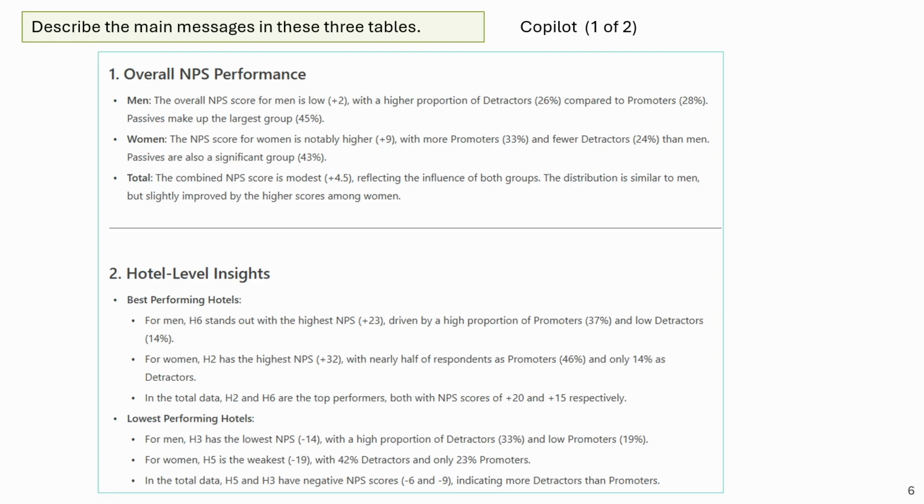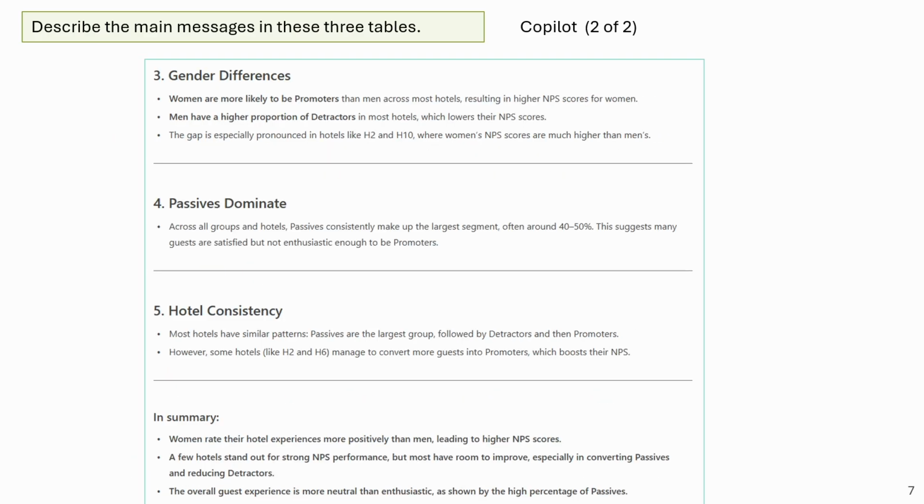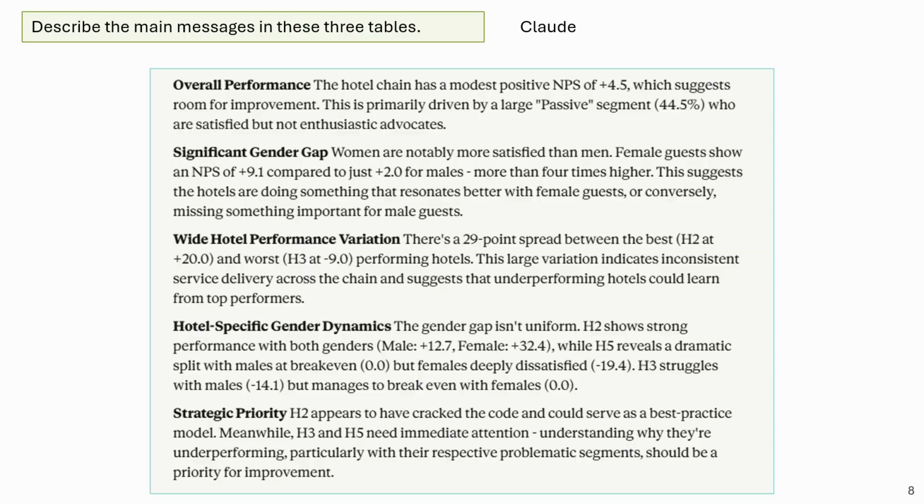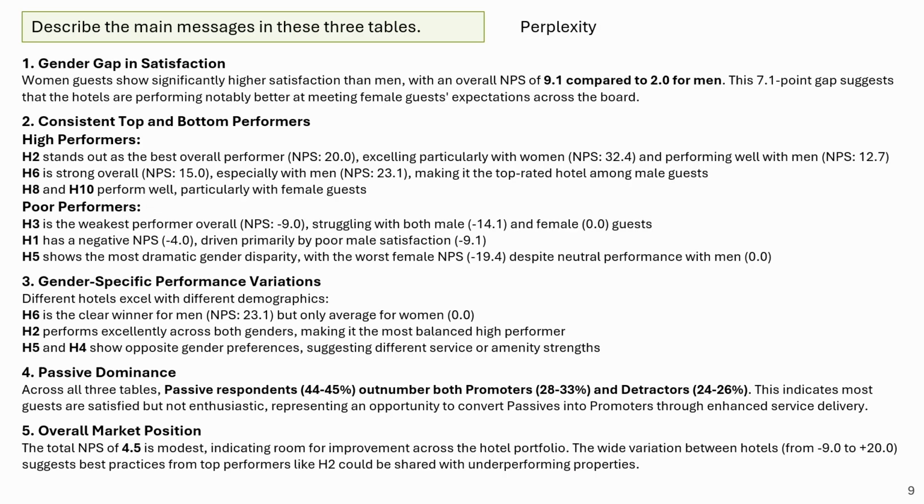Copilot started off again by commenting about the overall NPS performance. Then it dived into the best performing hotels and the least well performing. Then it picked up on the gender differences and the passive domination. What did Claude say? Overall performance again, pretty flat. Significant gender gap. Again, wide variance between the hotels, hotel-specific gender dynamics.